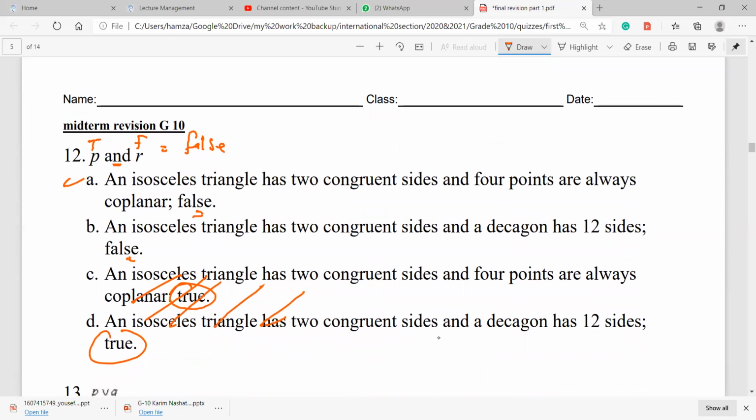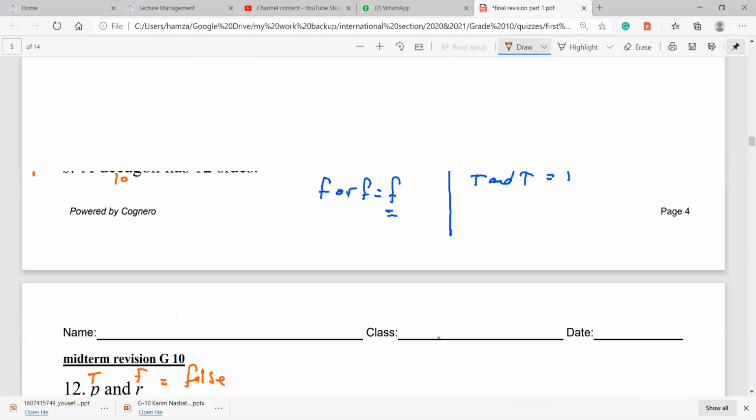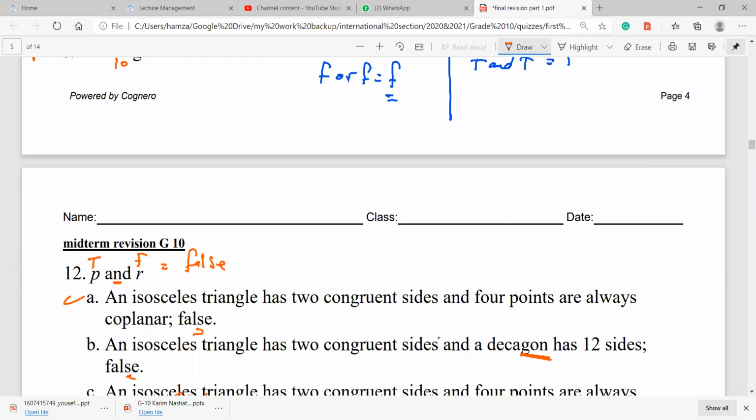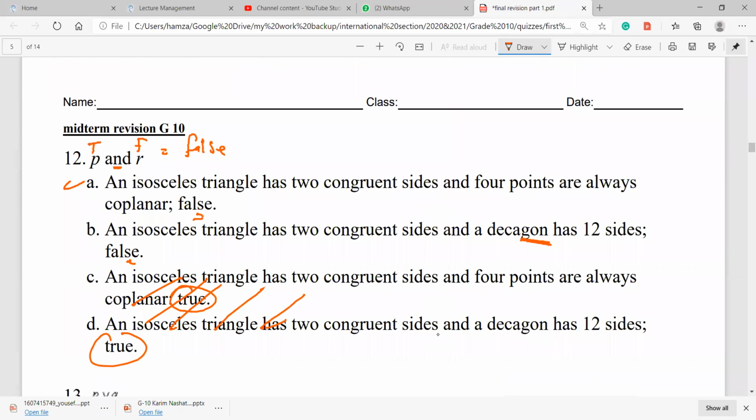That's right. An isosceles triangle has two congruent sides. And decagon, guys, look at this statement. Decagon is not R. Decagon is S. But he asked you to join using R. That means he used B and S here, so this is wrong, guys. The true one is B and R. So my choice will be A. Any questions, guys, about this?